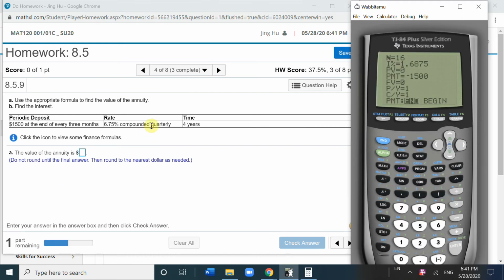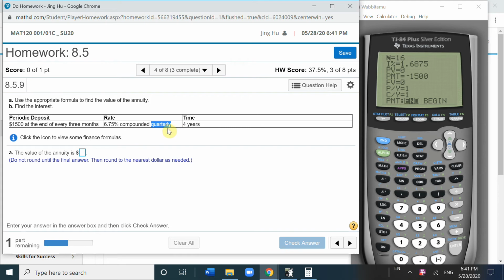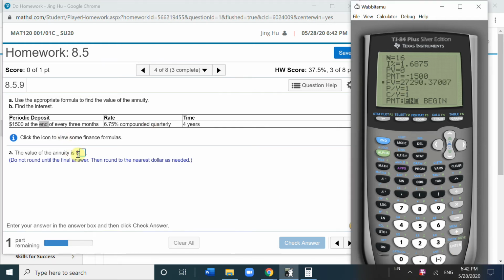Okay, number 4 is quarterly, which means every 3 months. So now the N is 4 years times 4. Totally 4 years means 16 quarters. And end of every 3 months. So this is END, 1500 the PMT negative. And the rate, why I get this number, is 6.75 divided by 4 because every year has 4 quarters. Then cover the 0 for the FV, alpha, enter. So you get this answer.